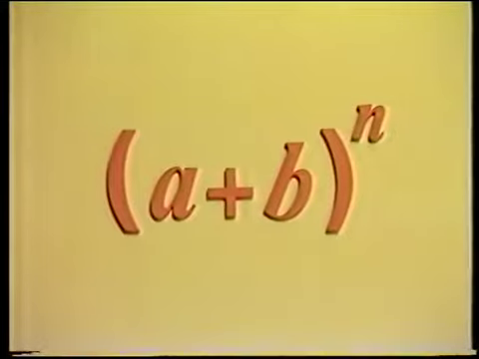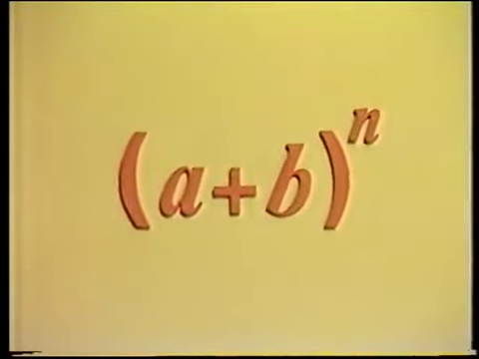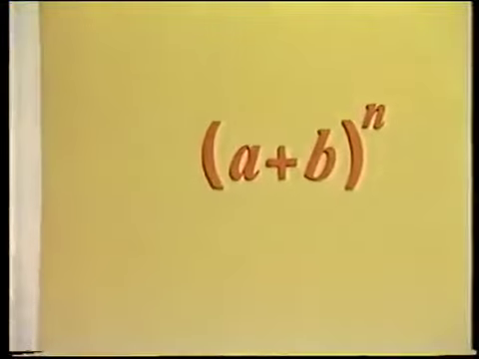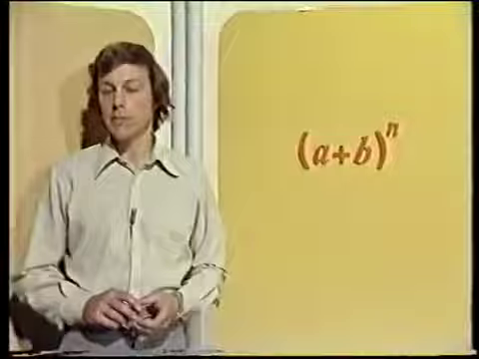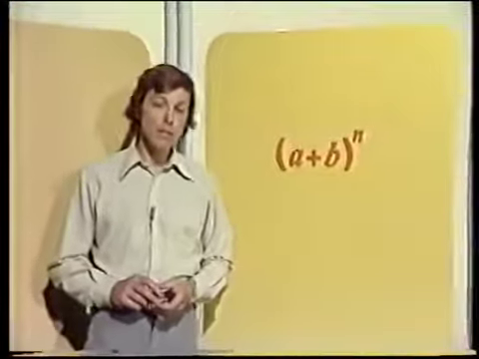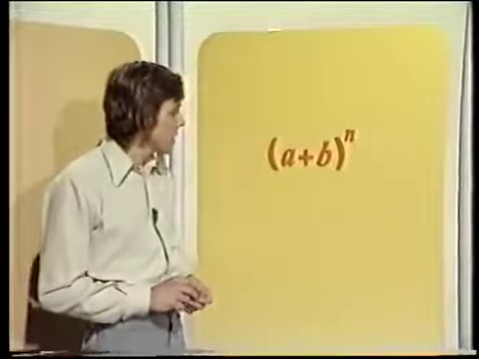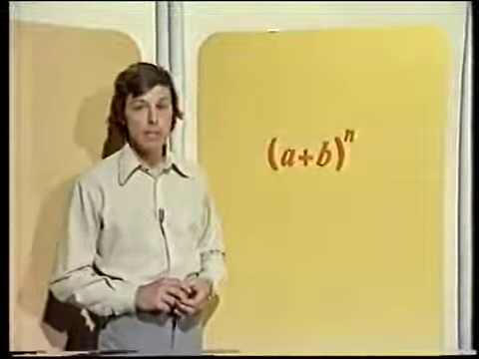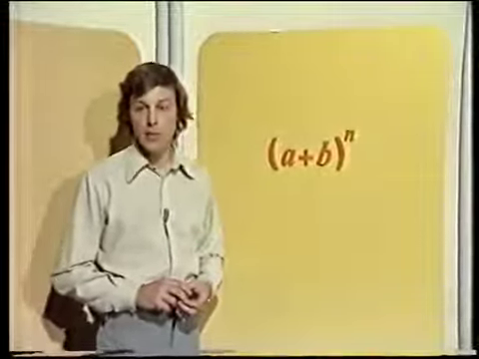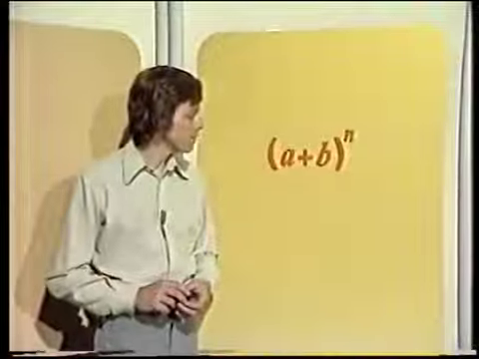The problem this week is to try to find an expansion for this expression, a plus b to the n. That's what section 5 of Unit 2 is all about, a section called the binomial theorem. And if you've made a start on that section, then you'll have already seen expansions in the special cases when n equals 2, that's a plus b squared, and n equals 3, a plus b cubed.